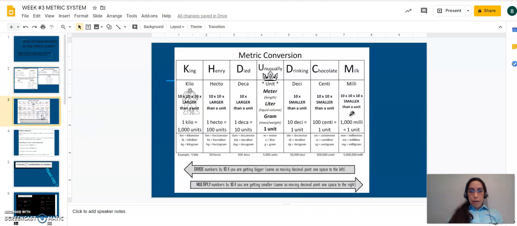And the second part will be this. This is the metric conversion. This is the one that we are going to be focusing on in this lesson. So we have King Henry died unusually drinking chocolate milk. So this right here is going to be very useful. Make sure you read over it. It tells you down here if you're dividing or moving a decimal, or if you're multiplying or moving the decimal. Make sure you try to read this to try to understand it.